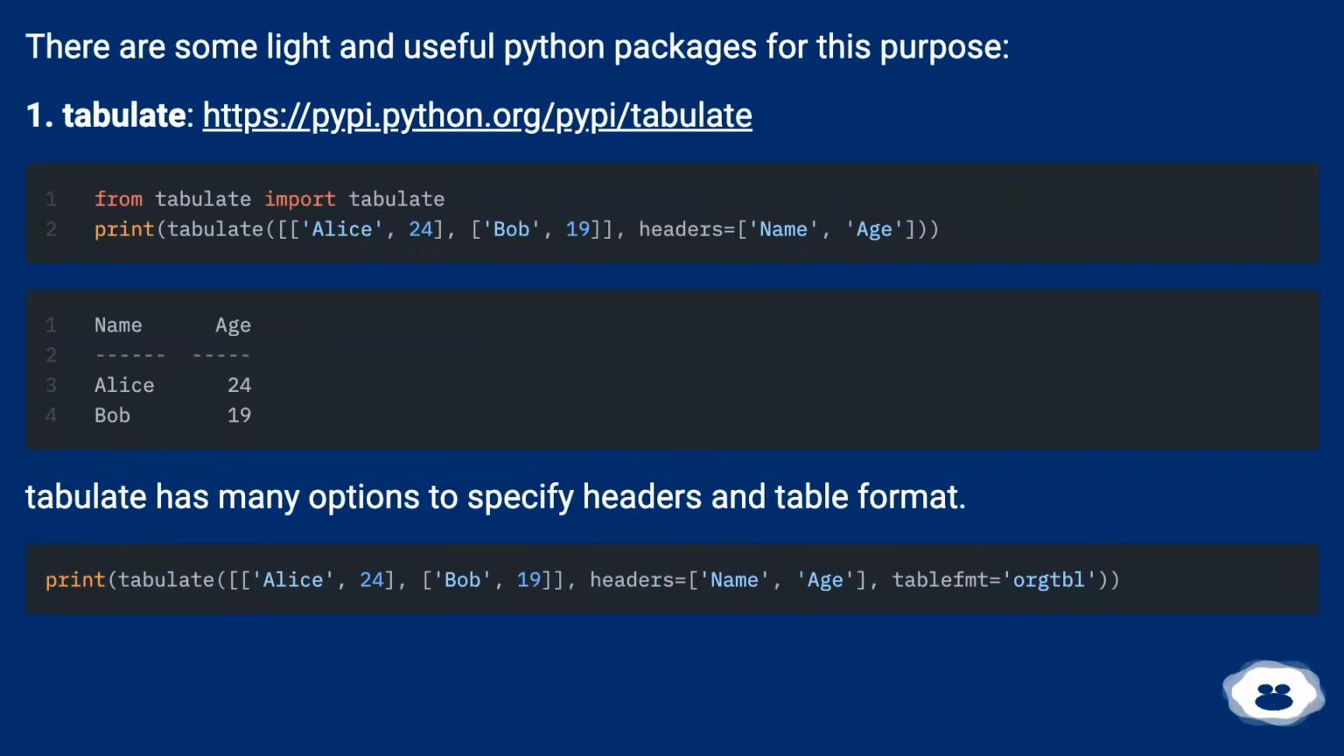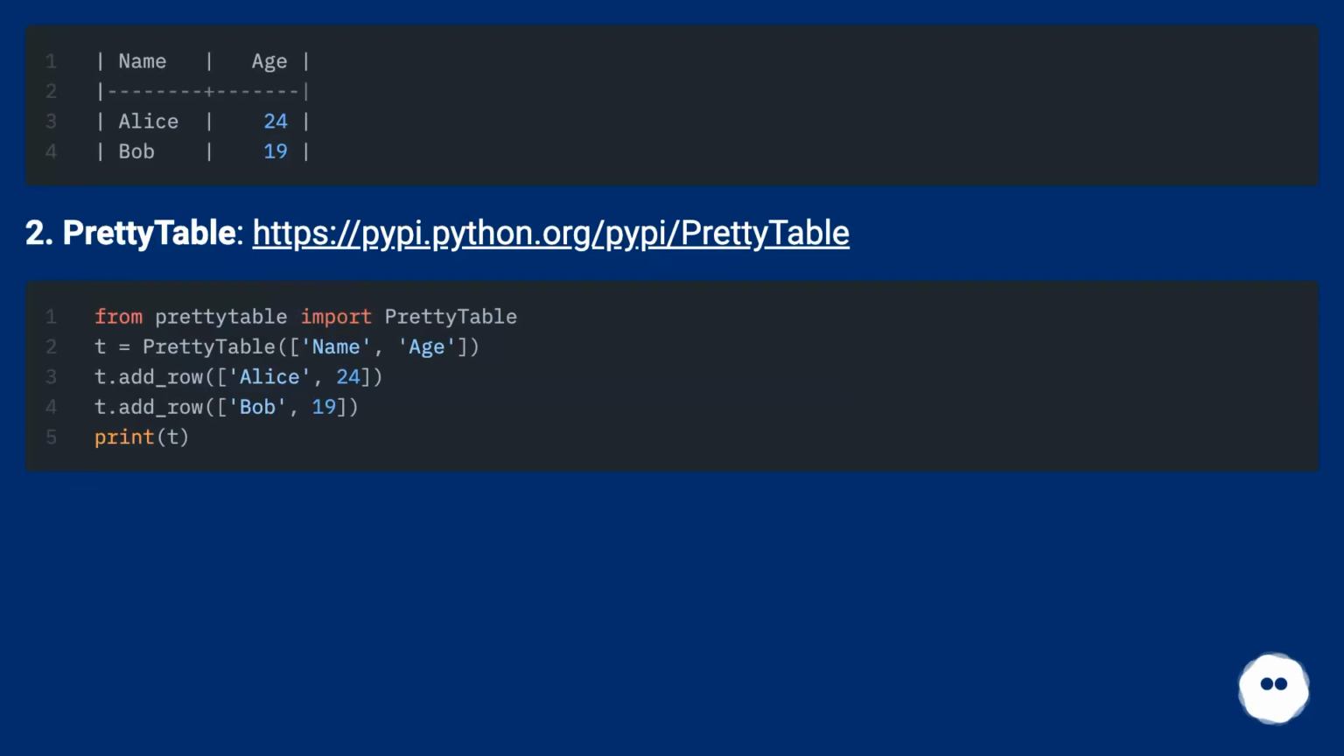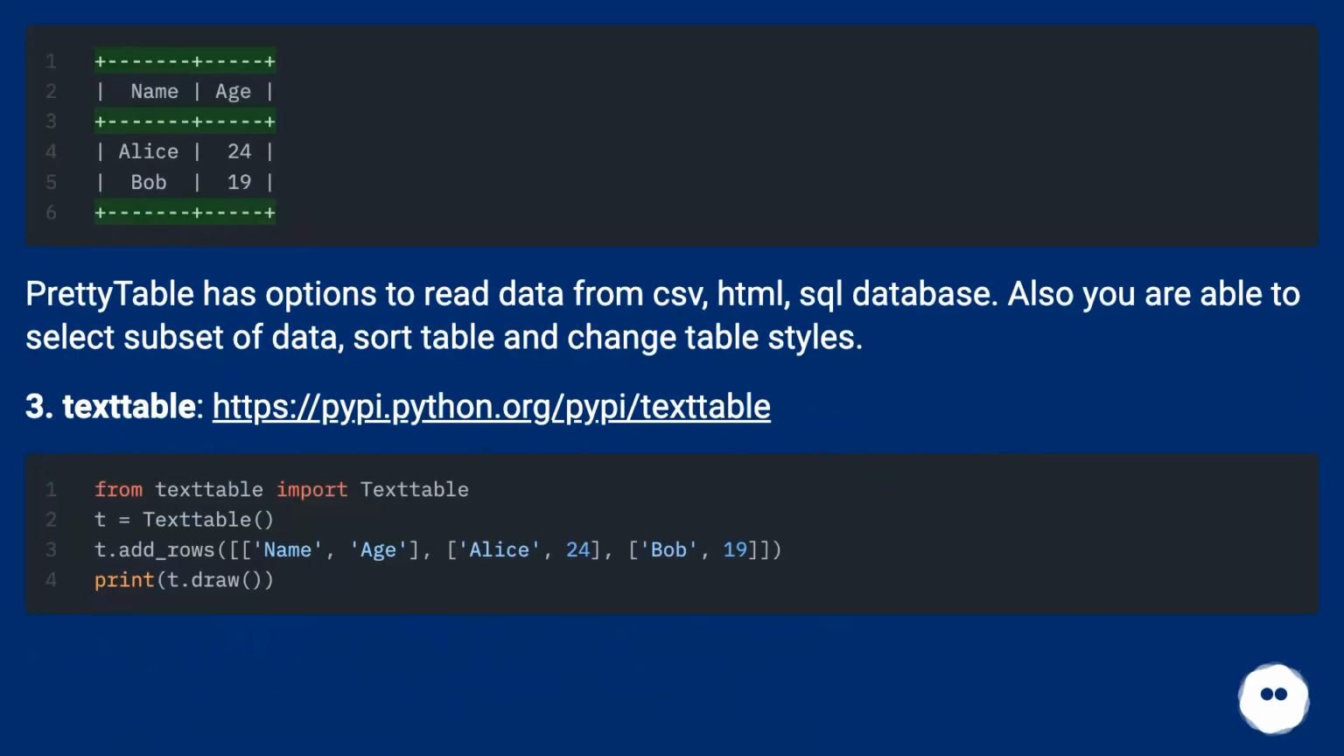There are some light and useful Python packages for this purpose. 1. Tabulate, this URL. Tabulate has many options to specify headers and table format. Two, Pretty Table, this URL. Pretty Table has options to read data from CSV, HTML, SQL database. Also, you are able to select subset of data, sort table, and change table styles.